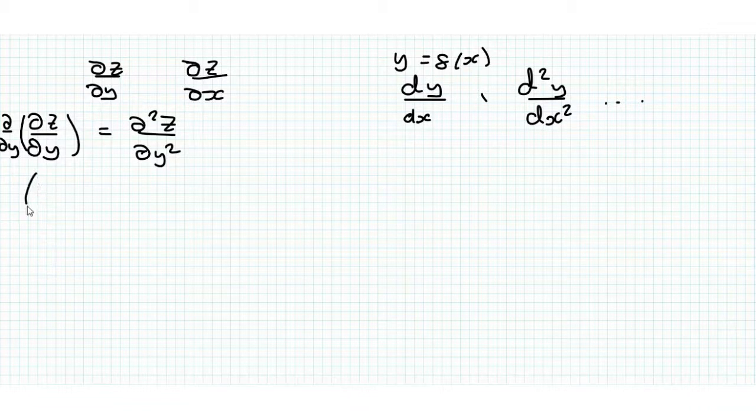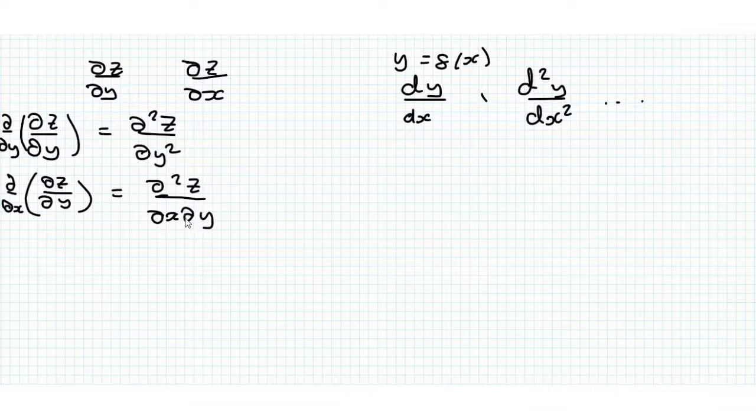So there are only two options. So now we take partial dz by dy, partially differentiate with respect to x, and this gives us again d2z over partial dx partial dy. So now you can see, if you have something written like this, you differentiate z with respect to the one on the right, and then you differentiate that with respect to the partial derivative on the left. So you differentiate first with respect to y, then with respect to x.